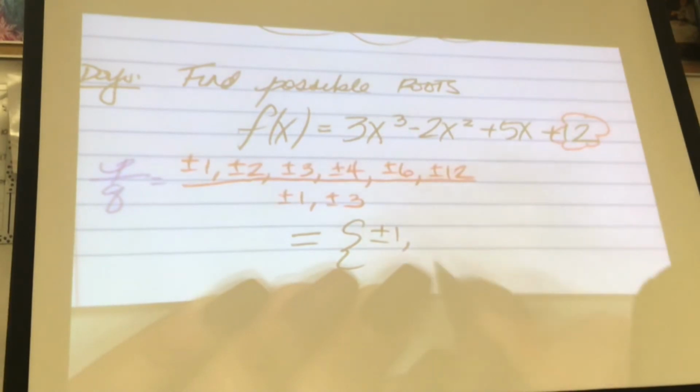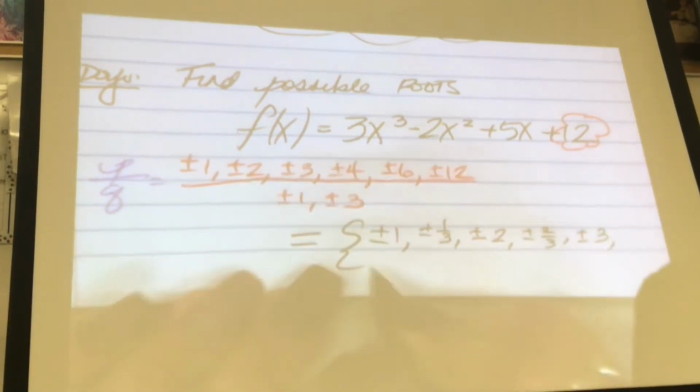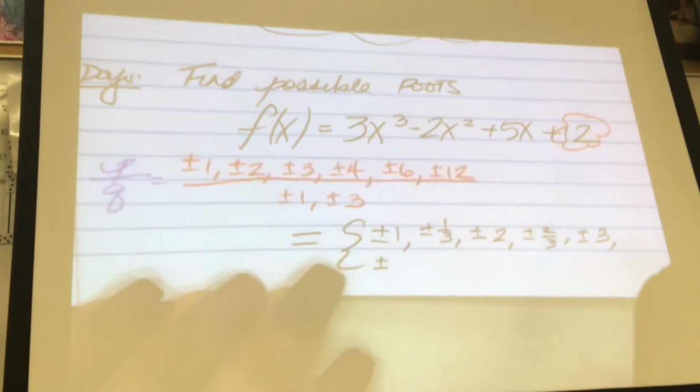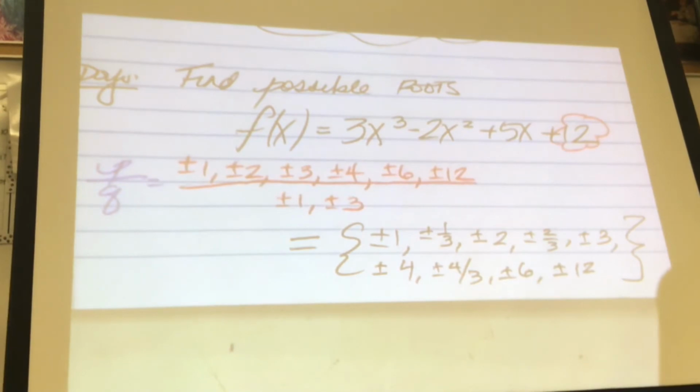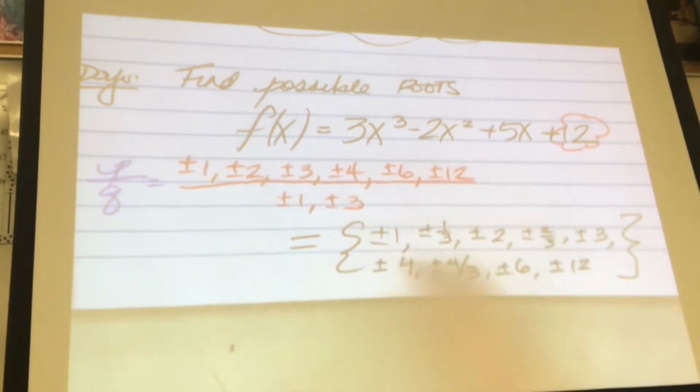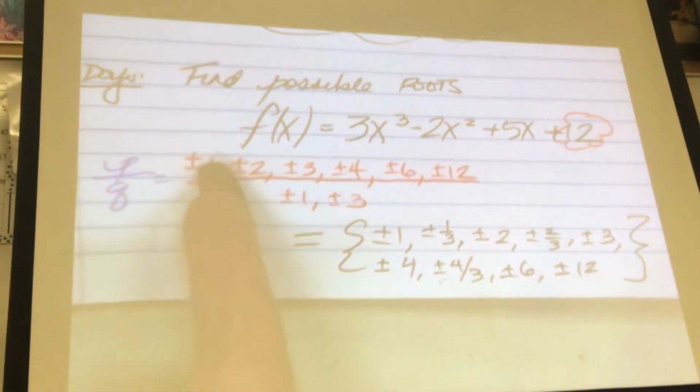Very good. Ready, guys? You should have plus or minus 1, plus or minus 1/3, plus or minus 2, plus or minus 2/3, plus or minus 3, plus or minus 4, plus or minus 4/3, plus or minus 6, and plus or minus 12. This is your answer. Finding all the possible roots. These are all the possible ones. Yes, this is the possible roots right here. Not this, this.